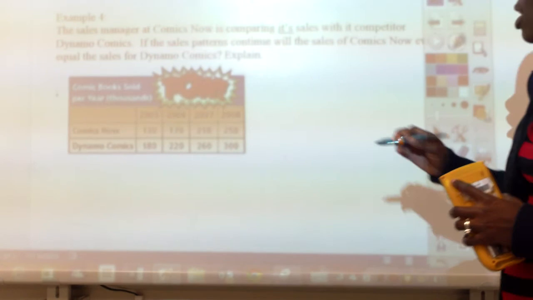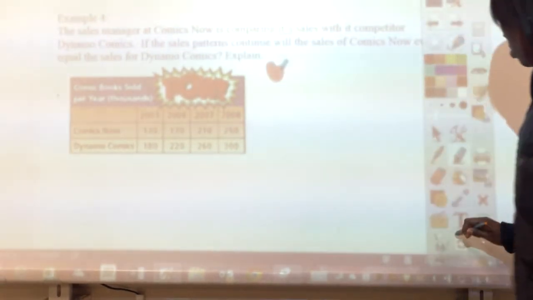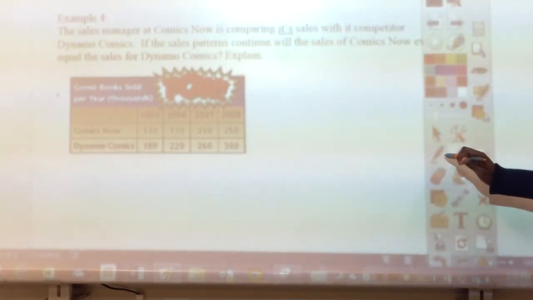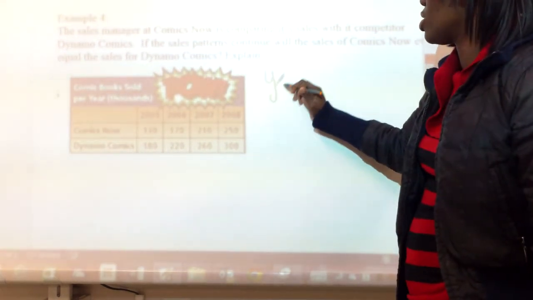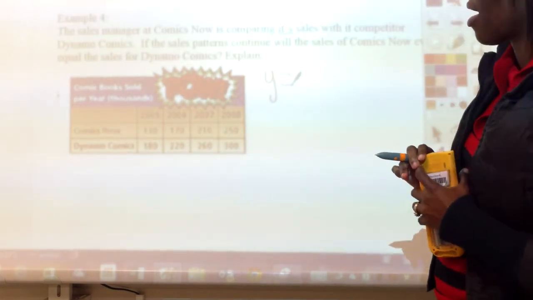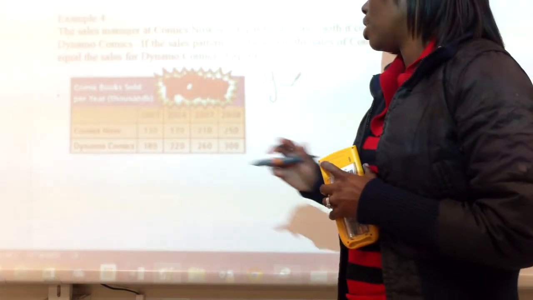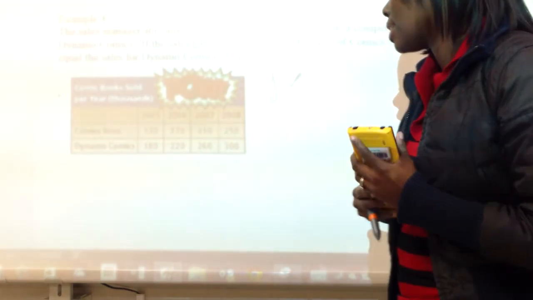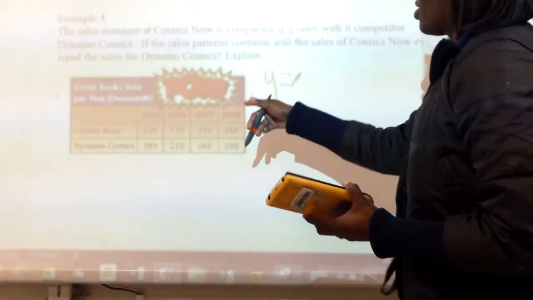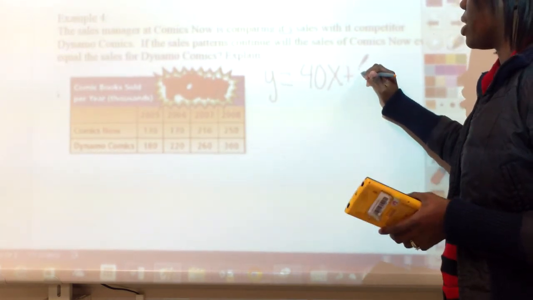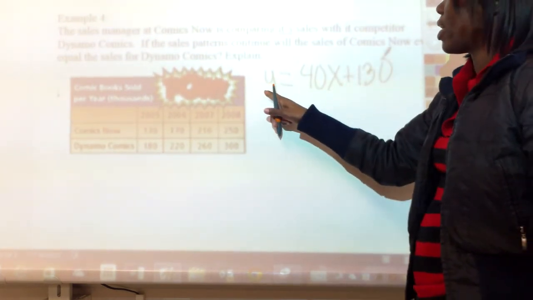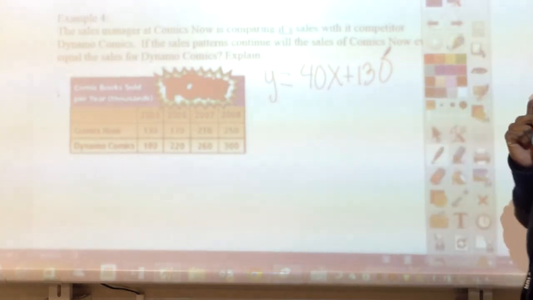If you look at Dynamo Comics, and Comics Now, we're going to write an equation. And so when we write our equation, we see that the slope is, I can't really see it up there. I'm sorry. Oh, it's increasing by 40 from 130 to 170. So our slope is 40x and the starting point is 130. So our first equation is y equals 40x plus 130.